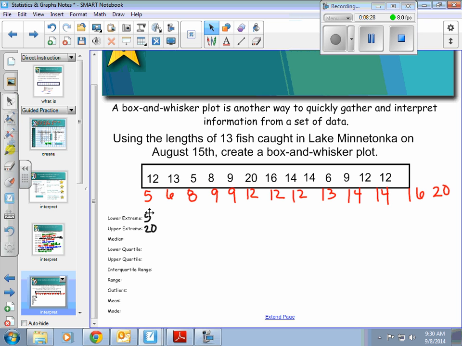Then to find the median, what I find is easiest is just to cross off from the upper and the lower until we get to the very middle. So I'm going to go 3 on this side, 3 on this side. Then I'm going to do 2 and 2, then 1 and 1, so 12 is my median.